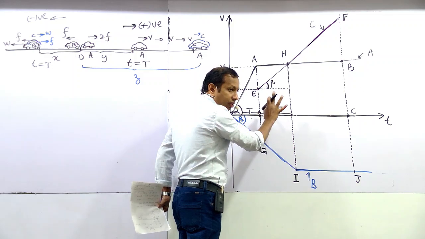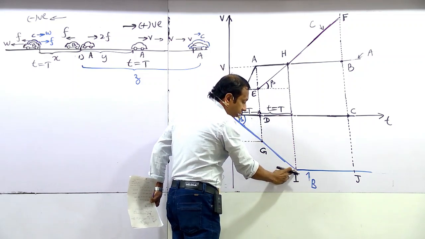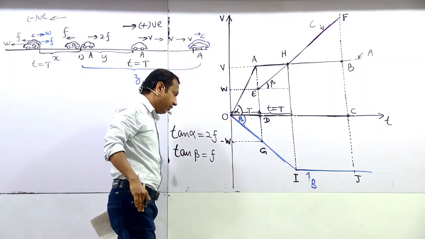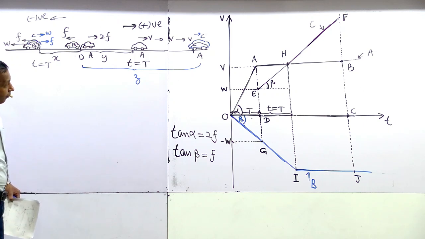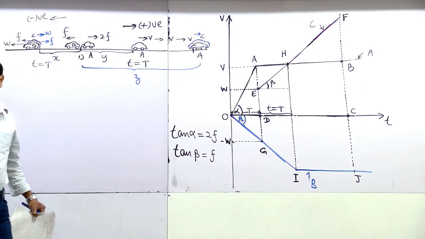The time 2T, what is exactly time 2T? After that moment only, B moves with constant velocity, right? That is the VT graph.